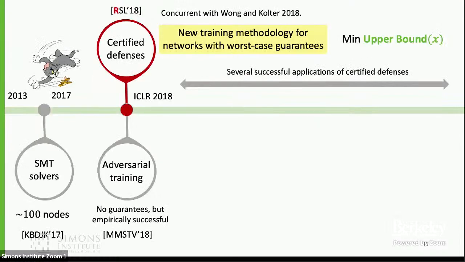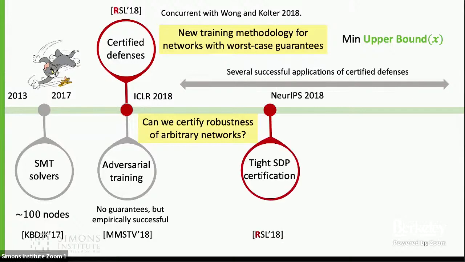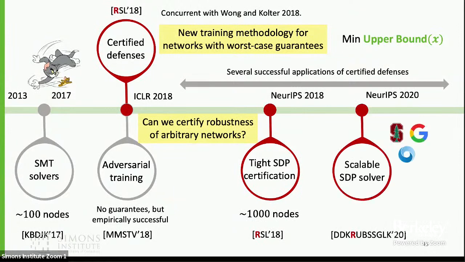So just to complete this picture, we asked whether we can say something about adversarial training or things that seem like they were useful in practice. There was this idea of using quadratic relaxations and getting a tighter SDP certification, which scaled to about 1,000 nodes. But by using first-order methods, we're able to scale it up further and get something reasonable on networks with up to 20,000 nodes.